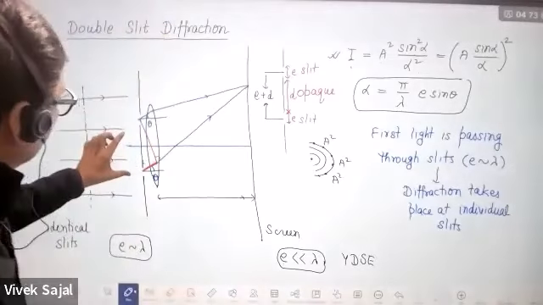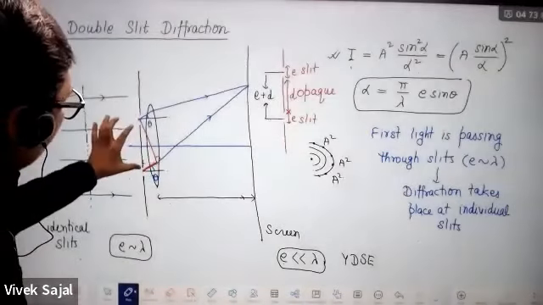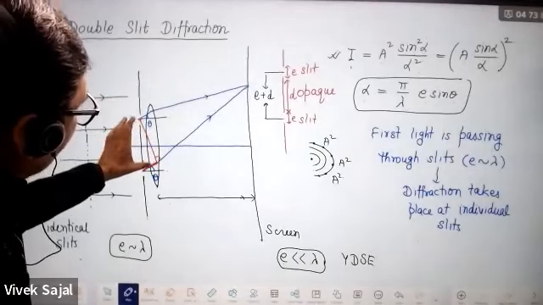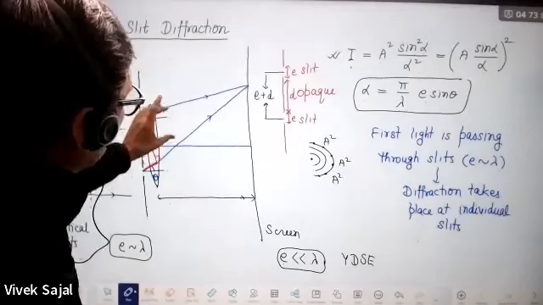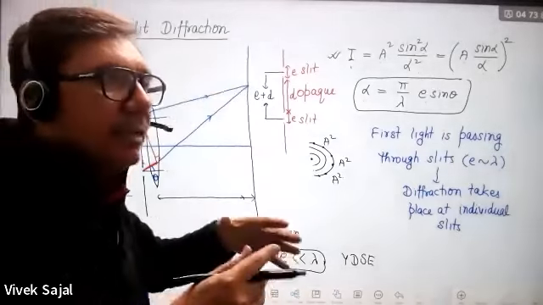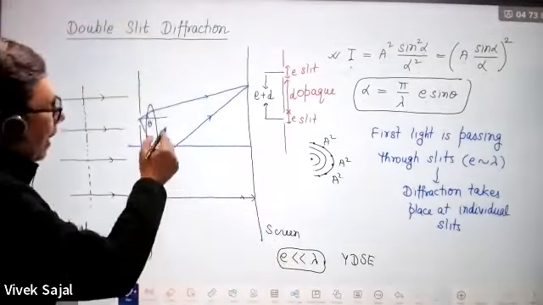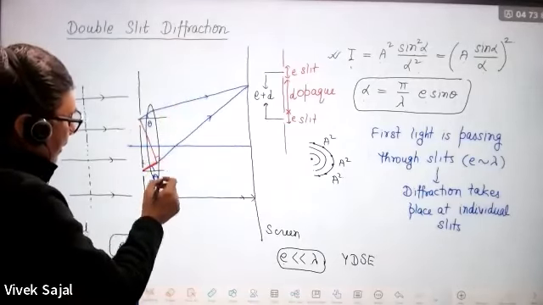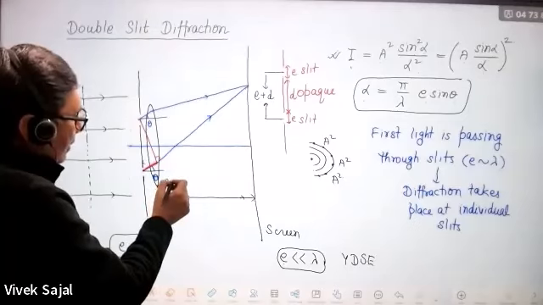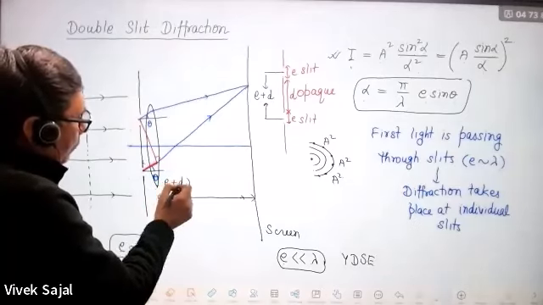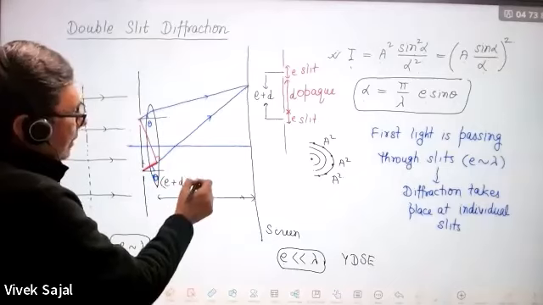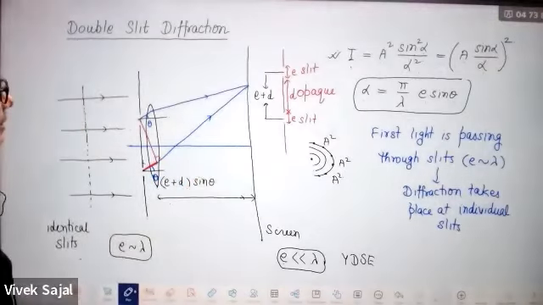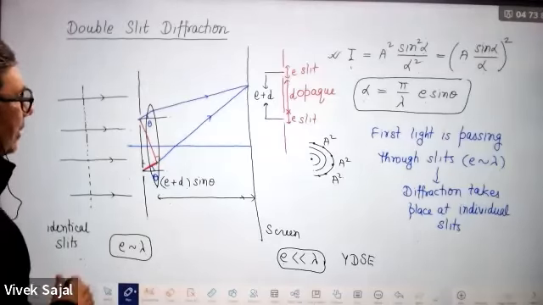So what is happening here? After diffraction, you choose two parts of the light. This is the first part, this is the second part. With the help of this lens, these two parts are focused here where they superpose, and the path difference between these two parts is this path difference. It is equal to E plus D sine theta. ठीक है ना?